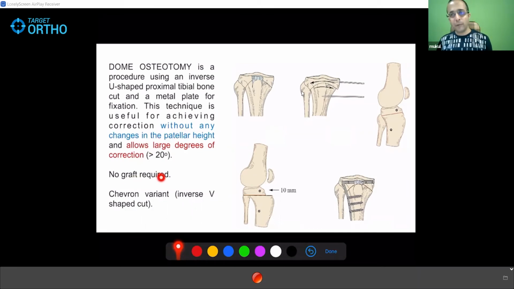And then no graft is required. An opening wedge would require a graft. Then there's a chevron variant also in this technique, cut in the shape of V, and then you manipulate the V to achieve the fragment. So dome osteotomy, very difficult, cutting like a dome and then rotating and fixing, not easy.